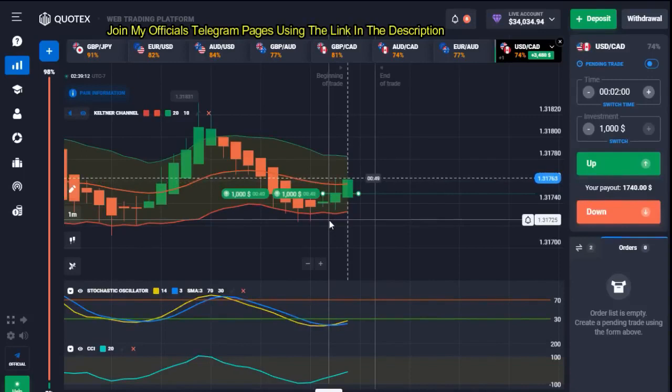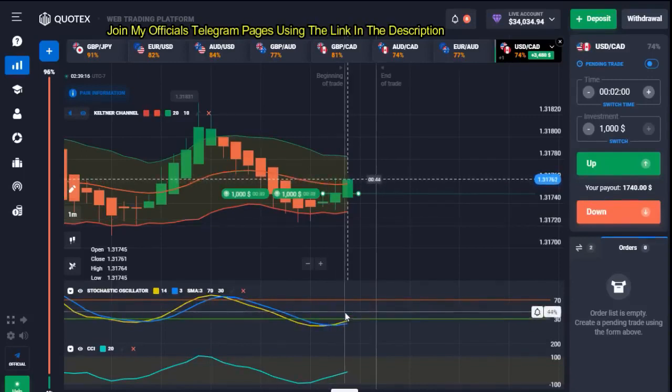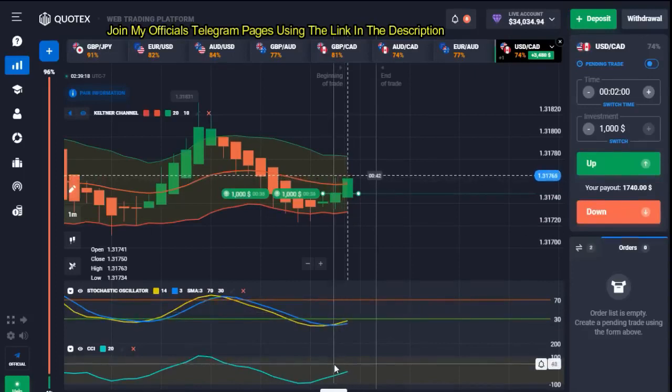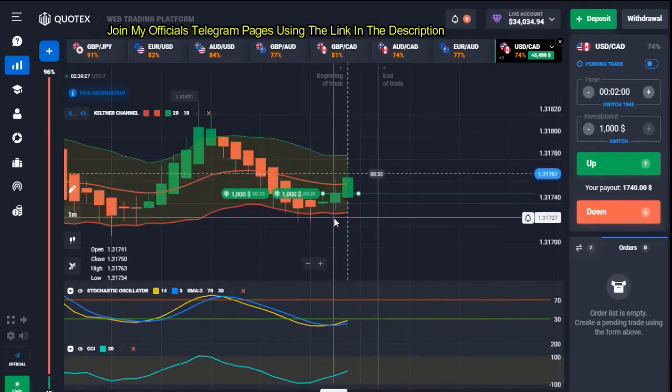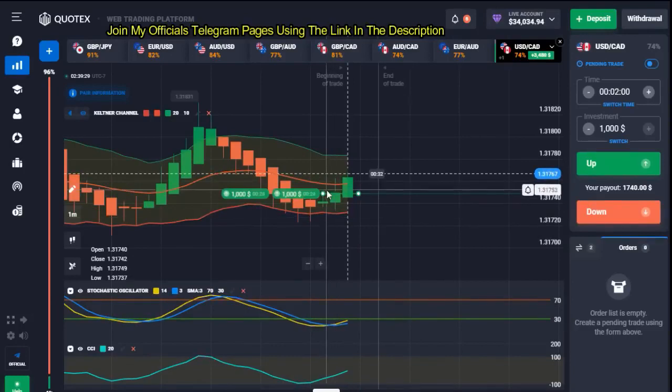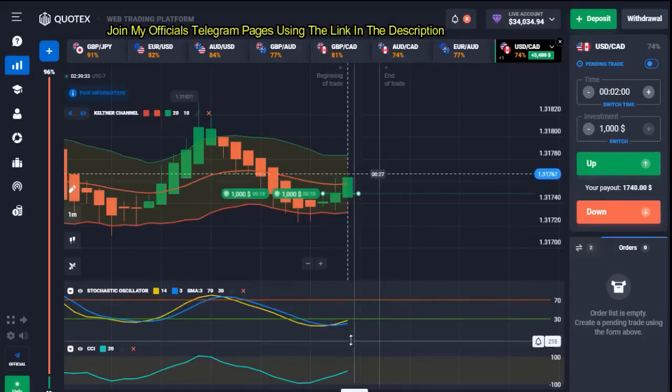When that happens, it is very important to make sure that your stochastic oscillator and your CCI are on the same trend. All right, this is all about trend. The confirmation right here is for us to see that our candle is out of the last line of the Keltner channel or very far below the middle line. But the most important confirmation we need is to make sure that we have our stochastic oscillator and the CCI on the same trend.